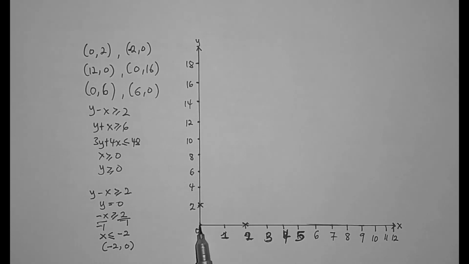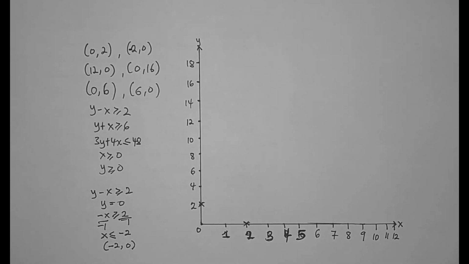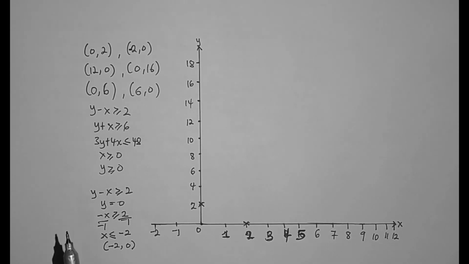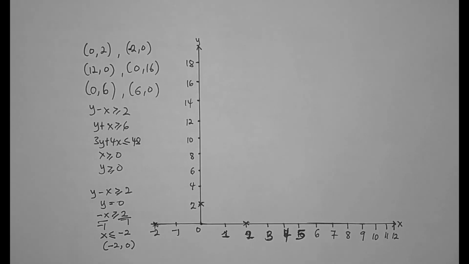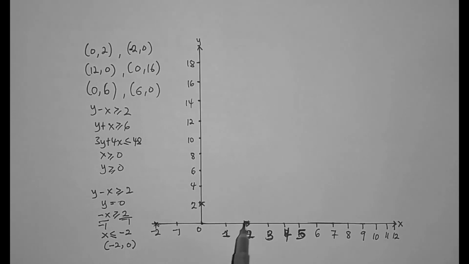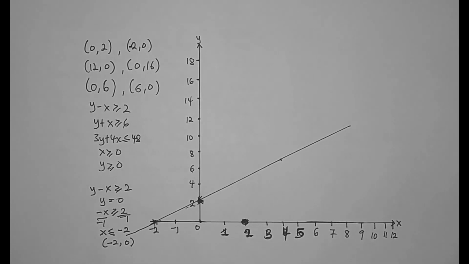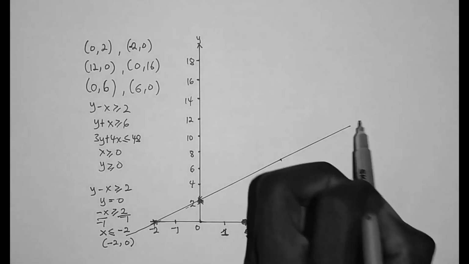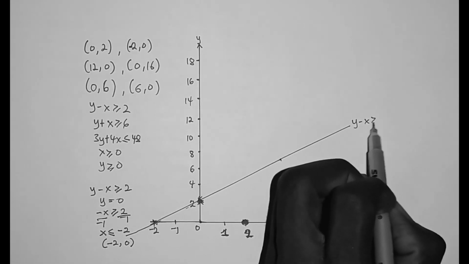So I'm going to show it on this graph. Let's go ahead and plot the points. We have minus 2 and 0, which is this point, and then 0, 2 is this point. So let's ignore this point. So this is the line y minus x is greater than or equal to 2.